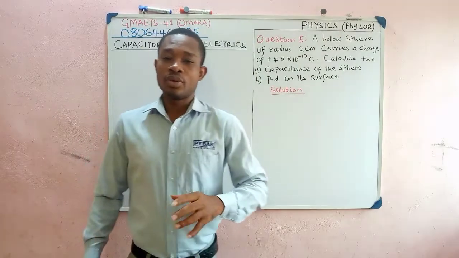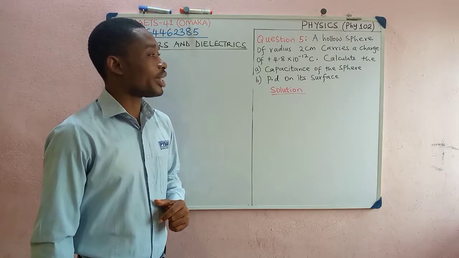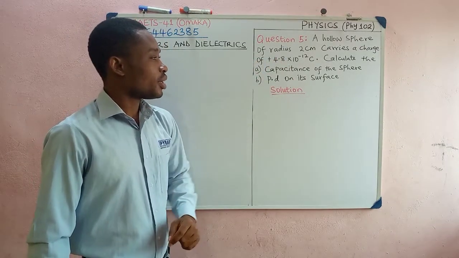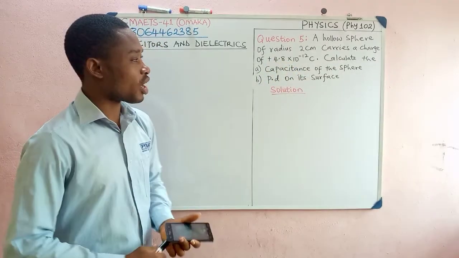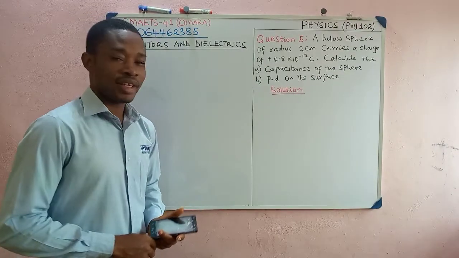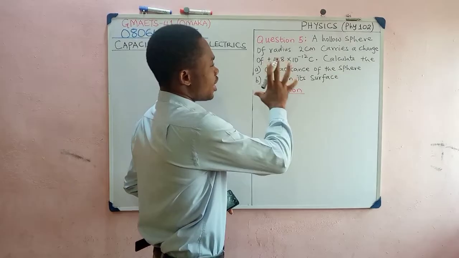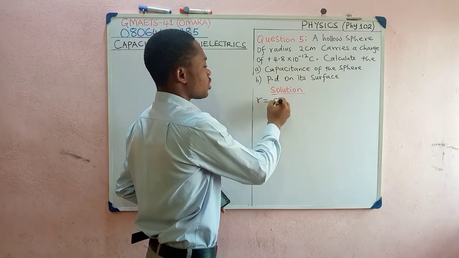In this video, we're going to look at a question on a hollow sphere of radius 2 cm carrying a charge of plus 4.8 times 10 raised to the minus 12 coulomb. We are asked to calculate the capacitance of the sphere and then the potential difference on its surface. Now, to attempt this question, first of all, let's bring out the parameters from the question.